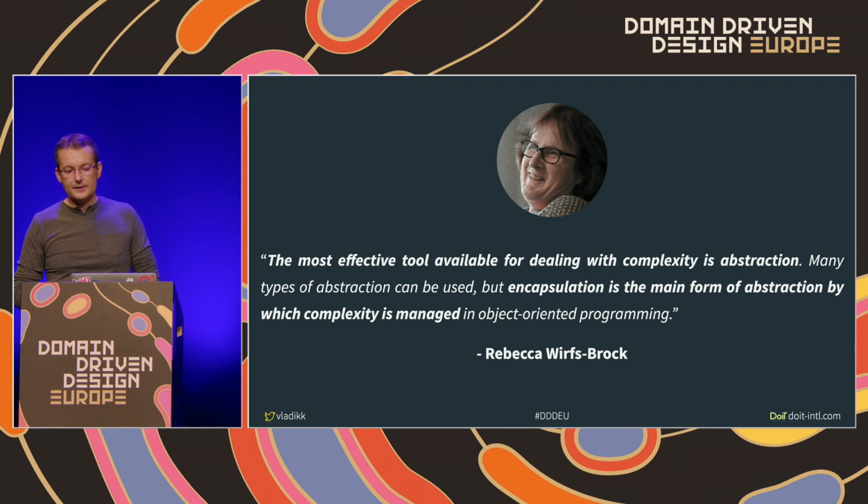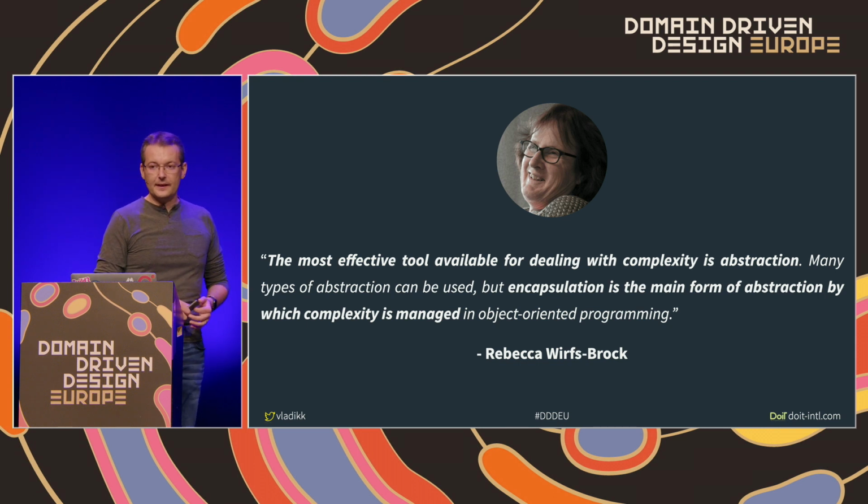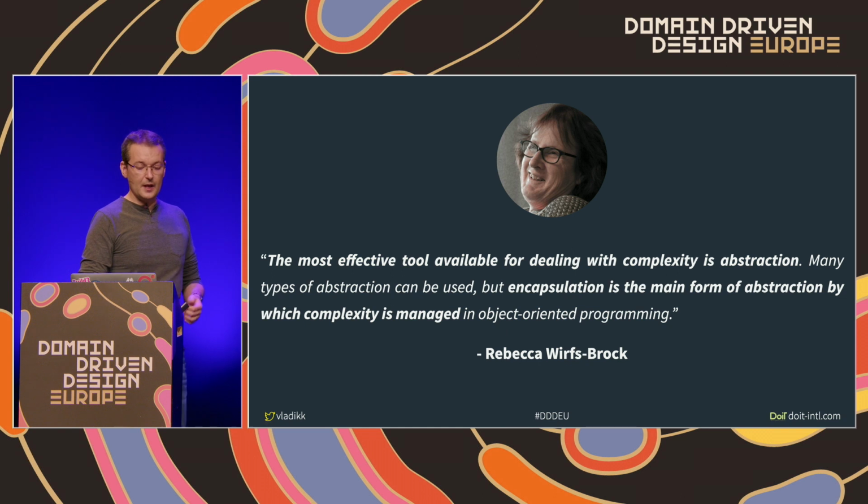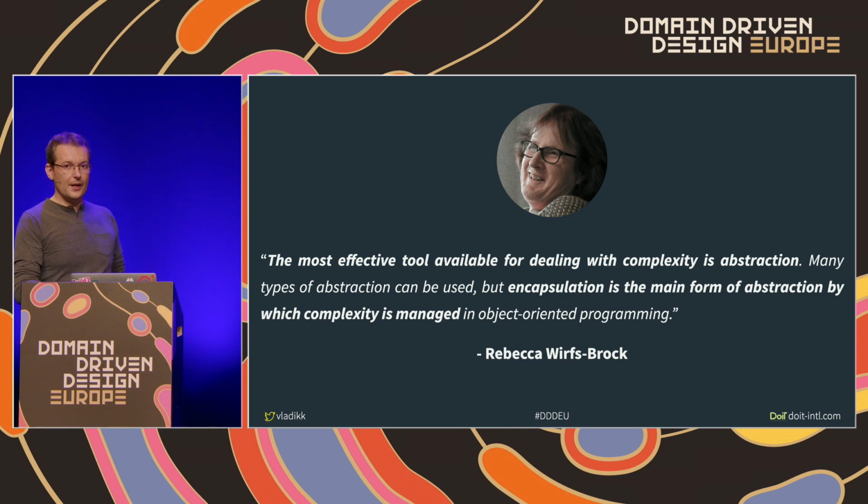To sum it up, as Rebecca Wirfs-Brock says here, the most effective tool for dealing with complexity is abstraction. Many types of abstraction can be used, but encapsulation is the main form of abstraction by which complexity is managed. And we can use this simple relationship between integration strength and distance to increase encapsulation through a fractal-like network of knowledge sharing.